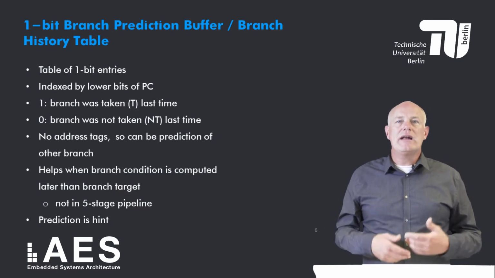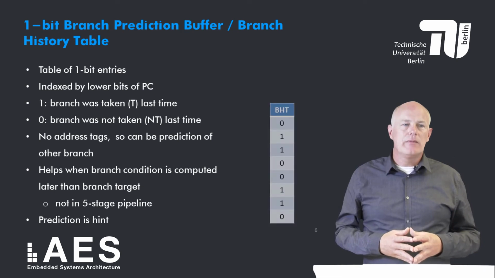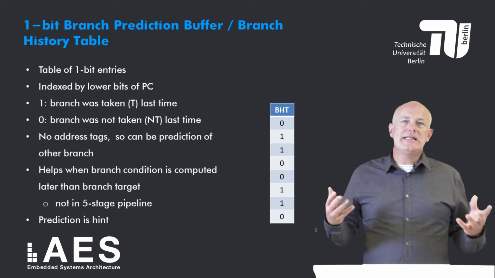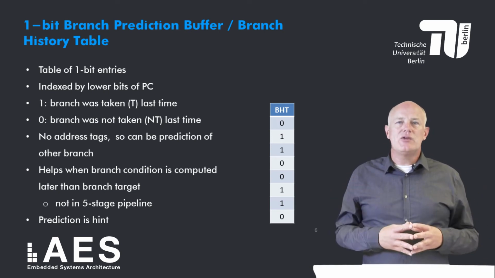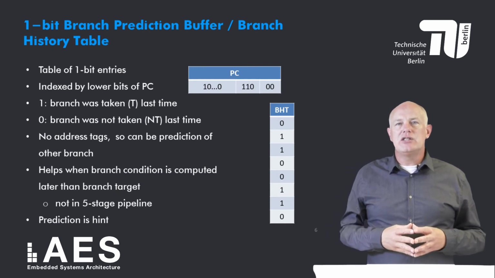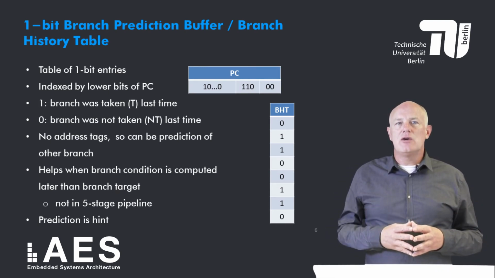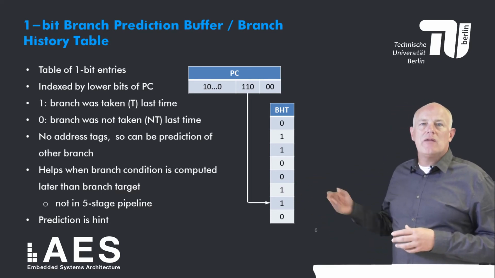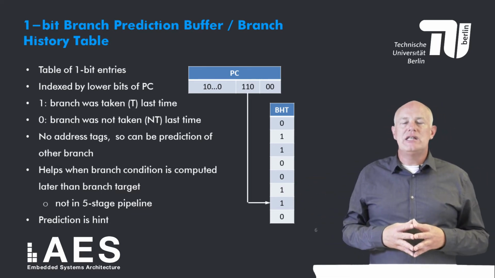If it is incorrect, there can be a severe penalty. To give an example, here is the branch history table. It has 8 entries, so we need 3 bits to index it. And here's the program counter, the address of the branch instruction. Since all MIPS instructions are 4 bytes long, the last 2 bits are ignored, and we use bits 2 to 4 to index the branch history table.